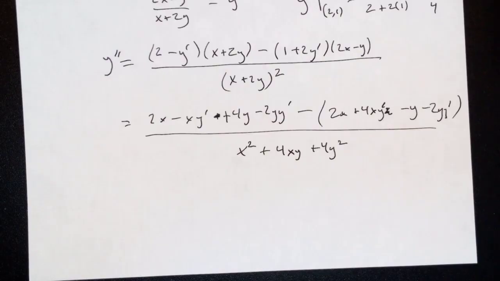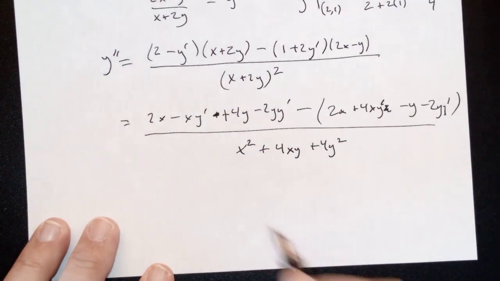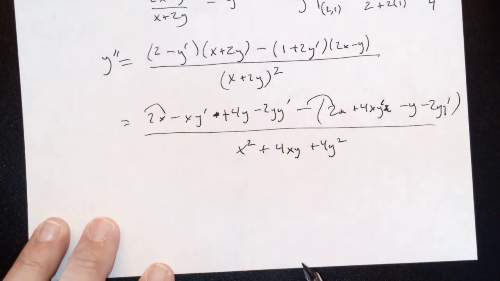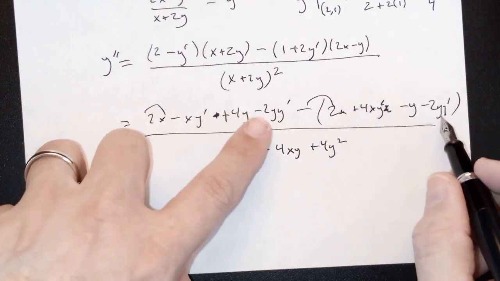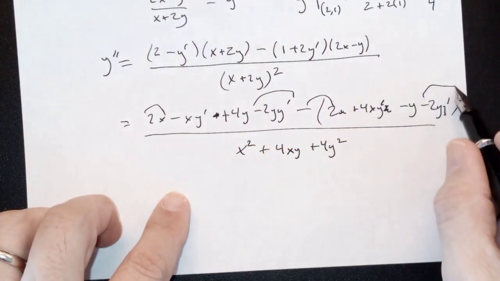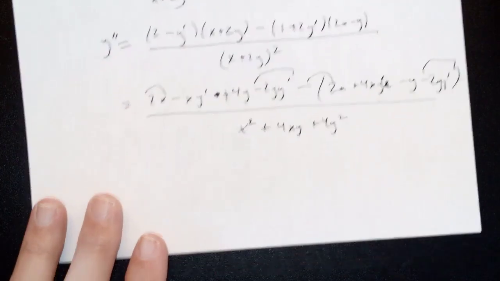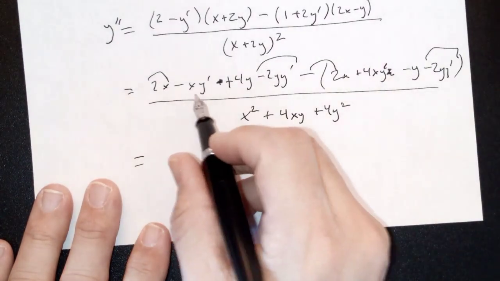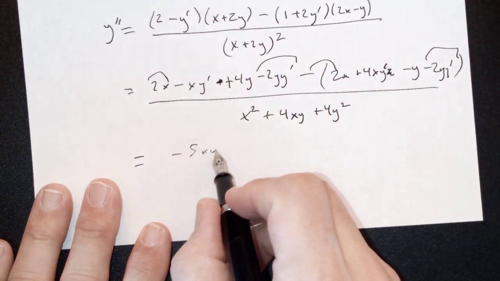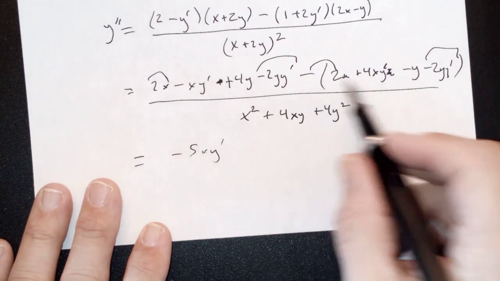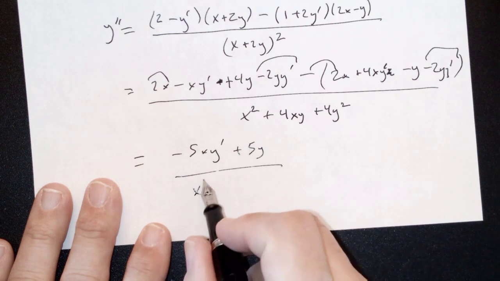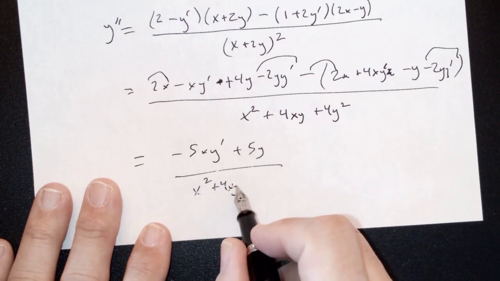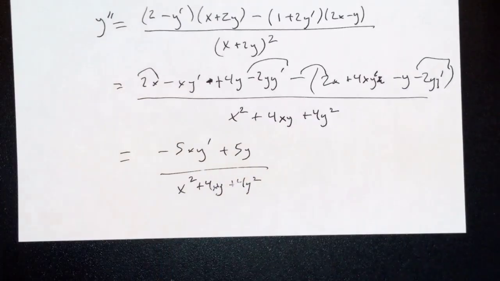So far, so good? All right, what's going to cancel? I have a 2x here, I have a minus 2x here. I have xy prime, and more xy primes. I have y's with y's, and I have minus 2y y prime, minus 2y y prime. Those are going to cancel. Everything else is just going to gather. So minus an xy, minus 4 more of them, is minus 5 xy prime. 4y minus minus y becomes plus 5y. There's my second derivative.